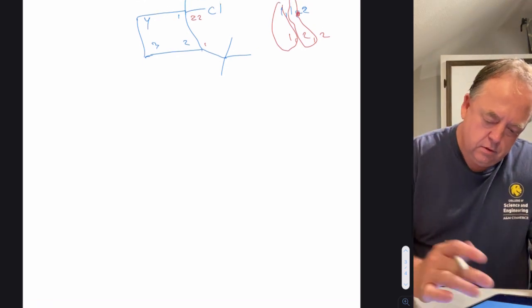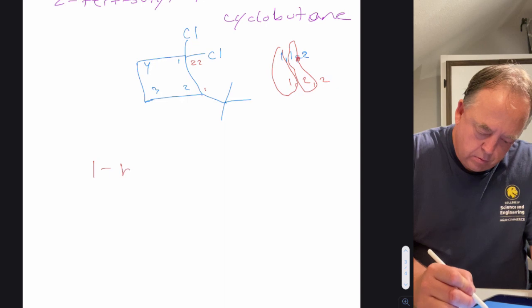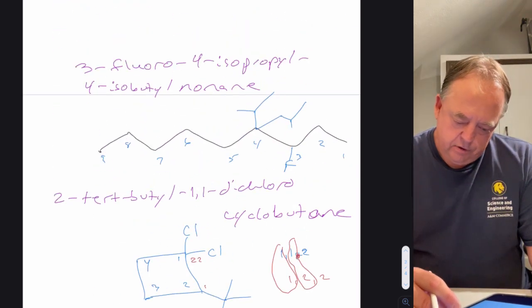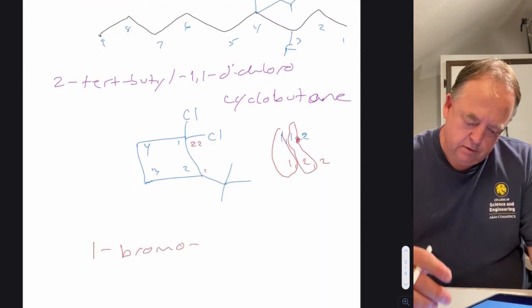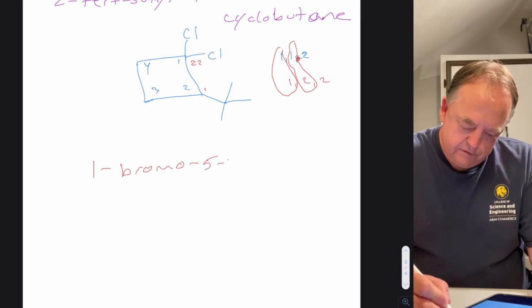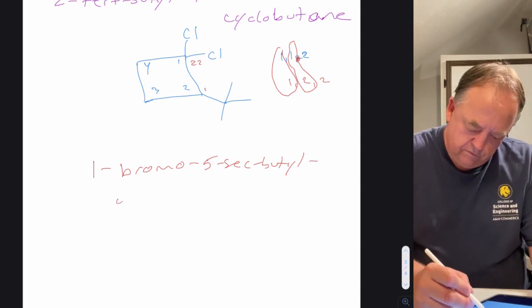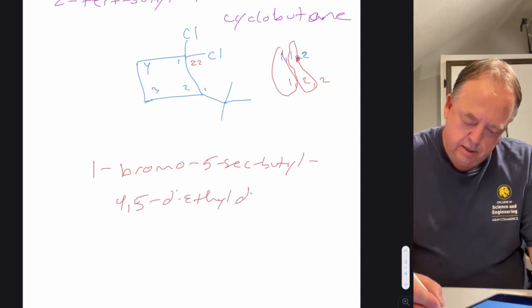Okay, one more. Let's see. So let's say 1 bromo. Let's see, what have we not used yet? Isopropyl, isobutyl. We didn't use sec-butyl yet. So let's say 5 sec-butyl, 4, 5 diethyl decane.